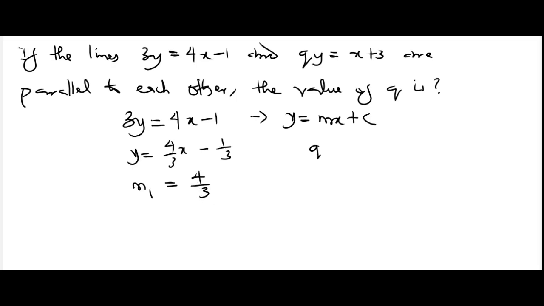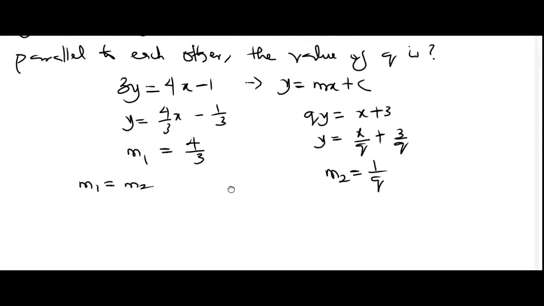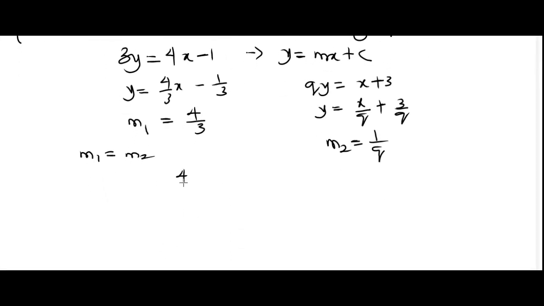So let's deal with the second one. qy = x + 3. So I can say y = x/q + 3/q. So my slope here is 1/q. So since they are parallel, m1 should be equal to m2. So we can simply say 4/3 equals 1/q. By cross multiplication, you have 4q = 3 times 1, that is 3. q = 3/4. And this is the required value of q.